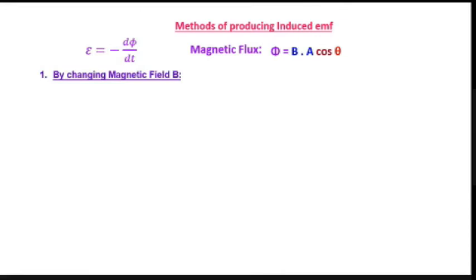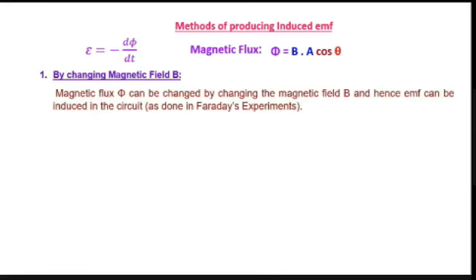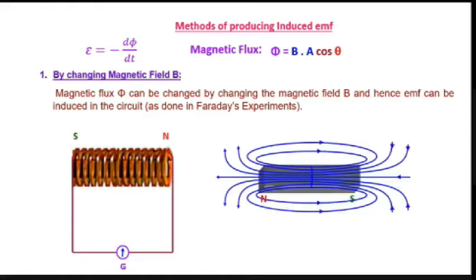By changing magnetic field B, magnetic flux phi can be changed, and hence EMF can be induced in the circuit as done in Faraday's experiment. So we have a coil here, and we have a magnet here. Initially, there is no current in the coil. The galvanometer is connected only to detect any presence of current when we move the magnet.